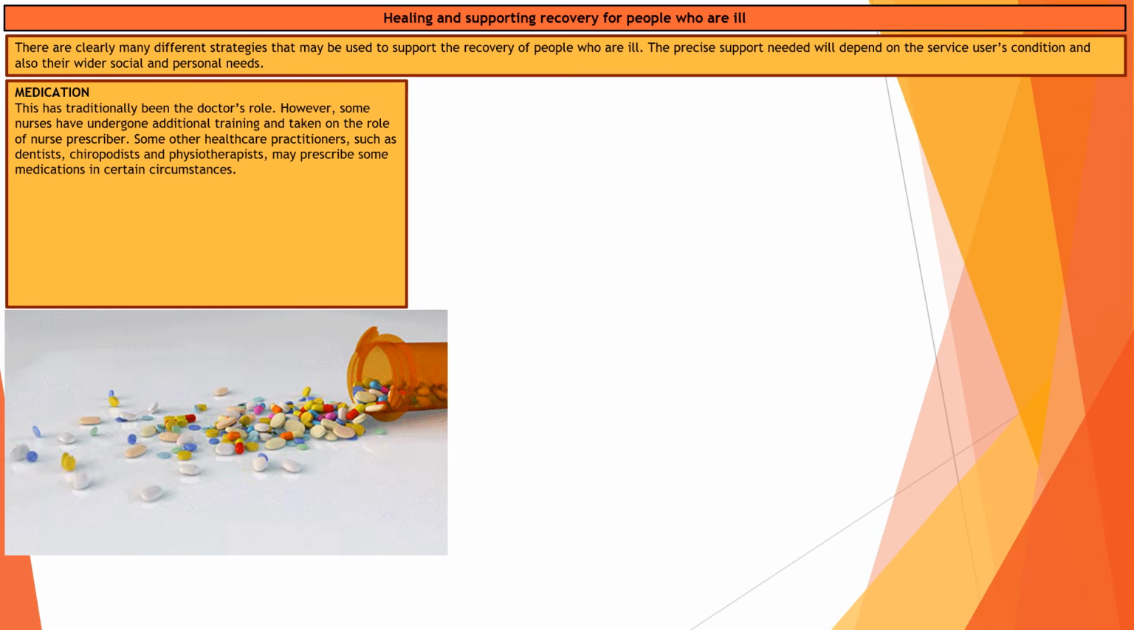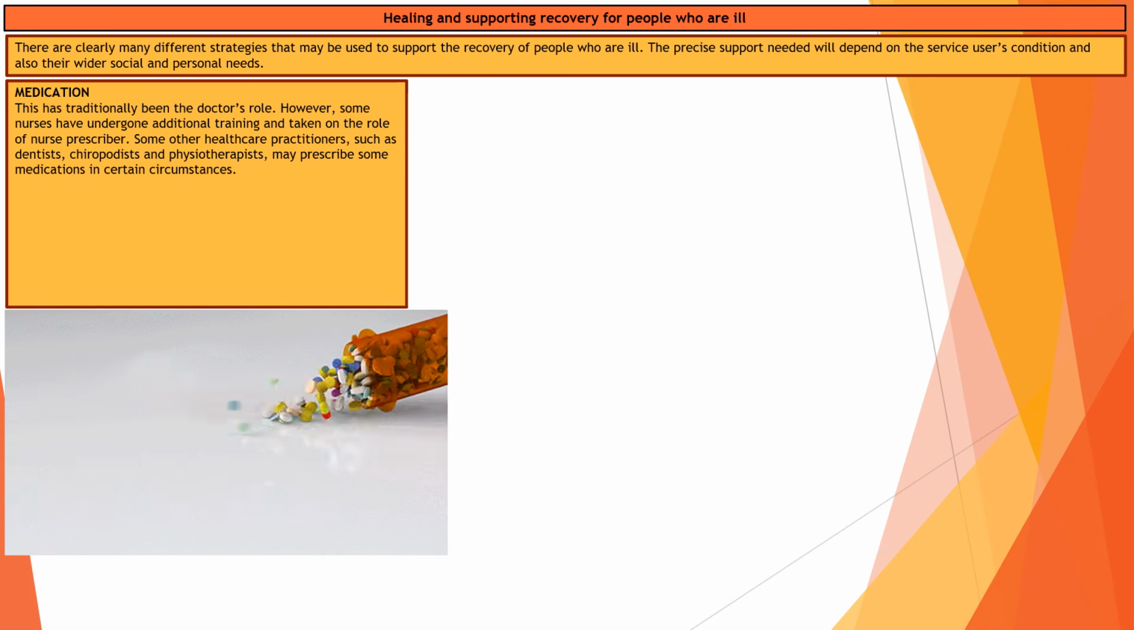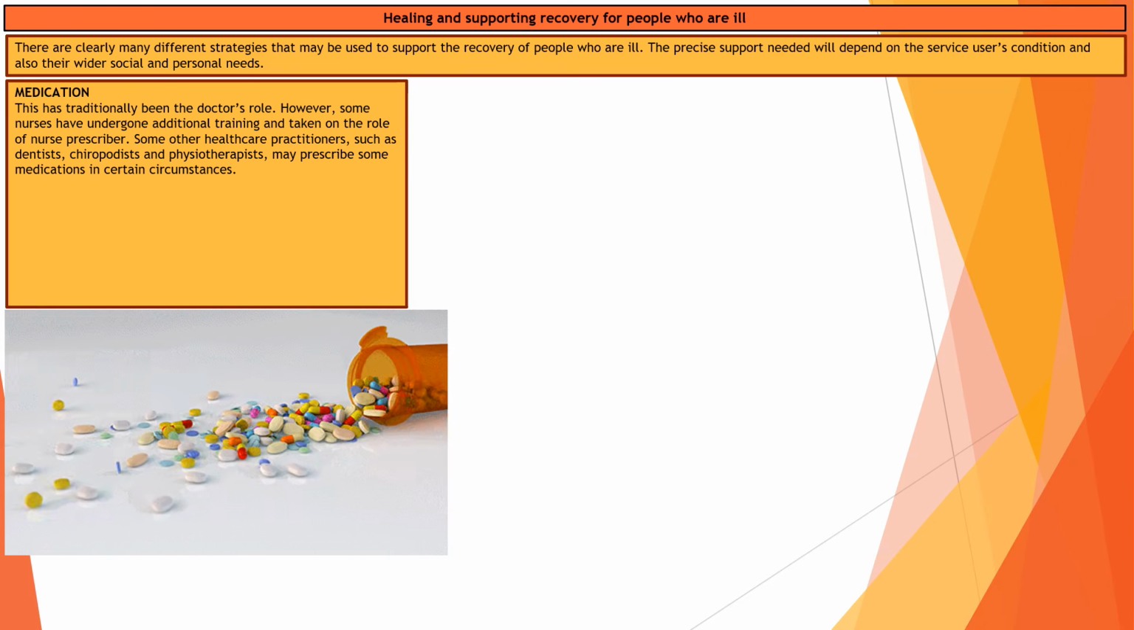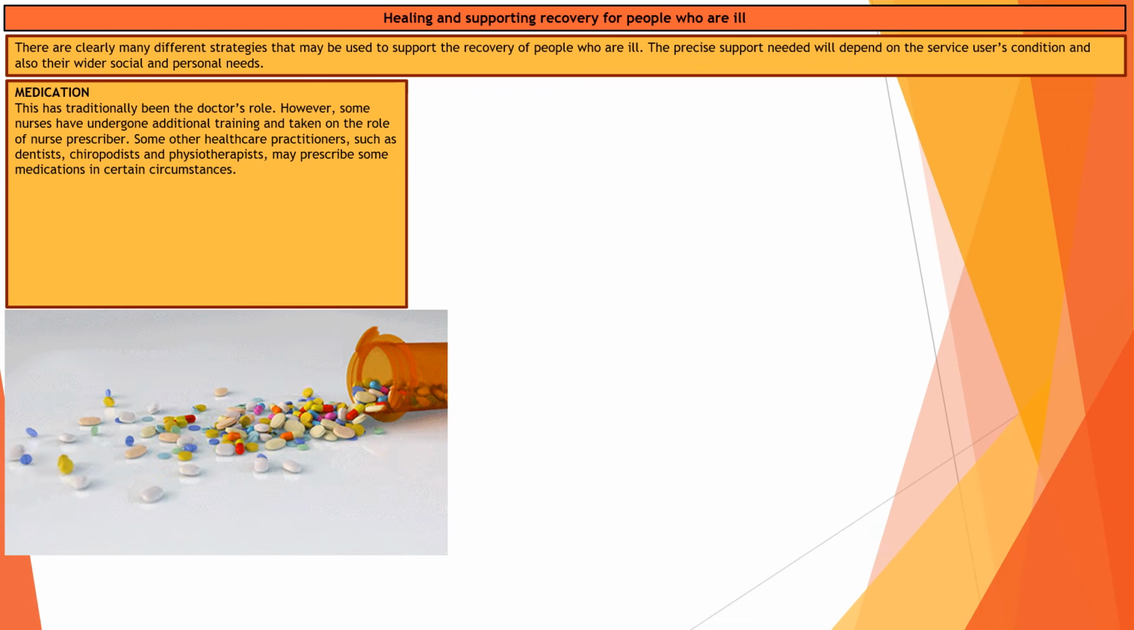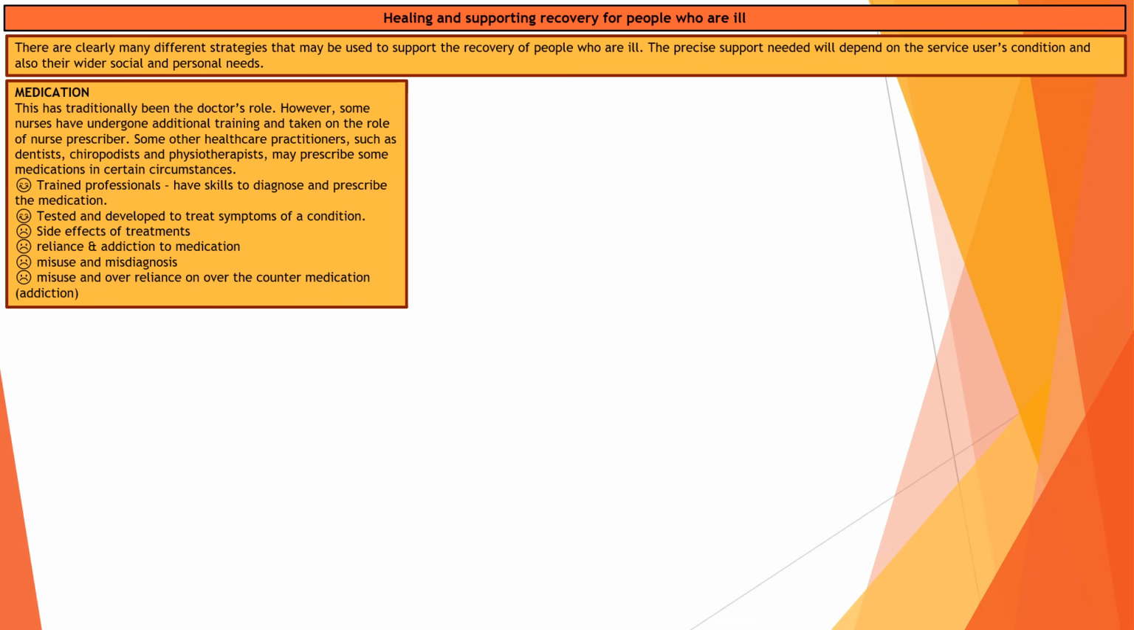For example, medication is a key one, traditionally provided by doctors, but nurses who have undertaken additional training can also prescribe medication. Medication is really good for treating a range of different health conditions, and it has a number of pros and cons. So often trained professionals are providing it, they're diagnosing and prescribing the medication. Medication is often tested and therefore is generally excellent at treating conditions, but also generally can be seen as safe.